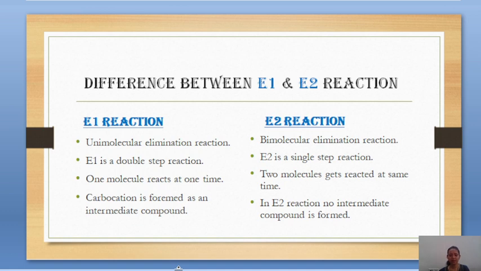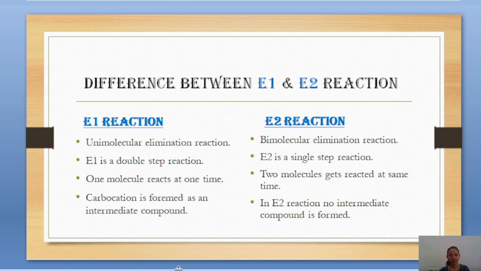In E1 reaction, it is clearly visible that in the first step, the first substituent is eliminated from the organic compound and it forms a carbocation, and in the second step, another substituent attacks the carbocation. So it is clearly visible that one molecule reacts at one time in a single step. But in E2 reaction, both the two substituents try to attack or eliminate from the organic compound. So definitely we can say that two molecules try to react to the organic compound at the same time. That is why E2 is bimolecular and E1 is unimolecular, which I already discussed.